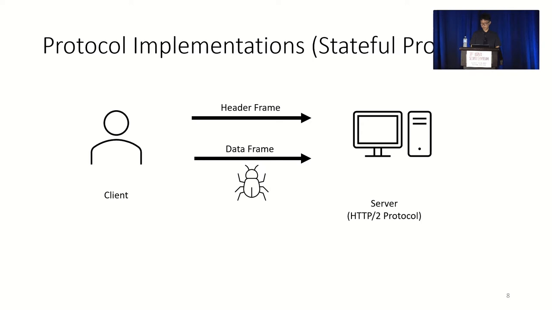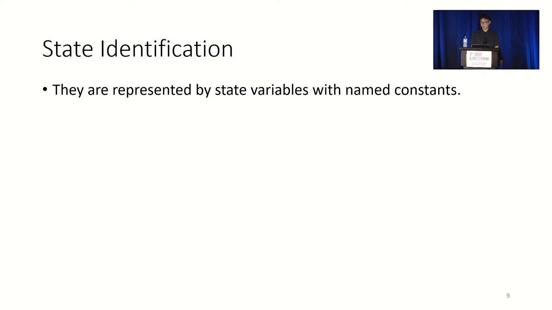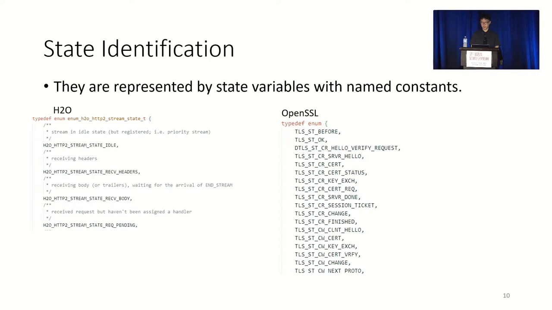How do we know which states have been visited? Our main observation is that states are represented by state variables with named constants. For example, H2O, which implements the HTTP2 protocol, represents states in an enumeration variable, like firstly the idle state, and then it enters receive header, receive body, and then send back. And OpenSSL implements the TLS protocol with enumeration variables also.